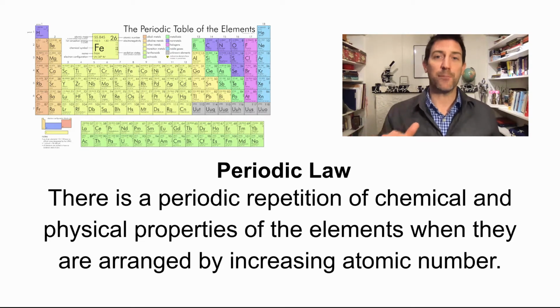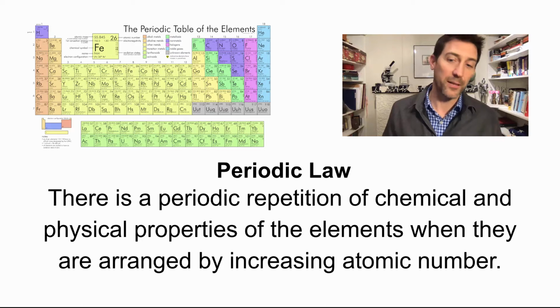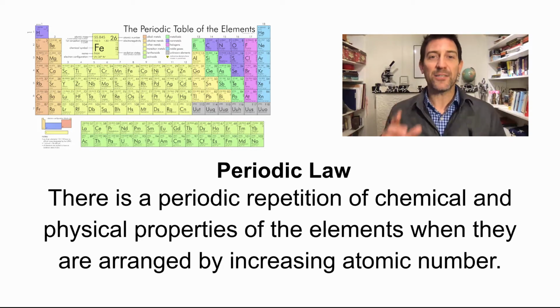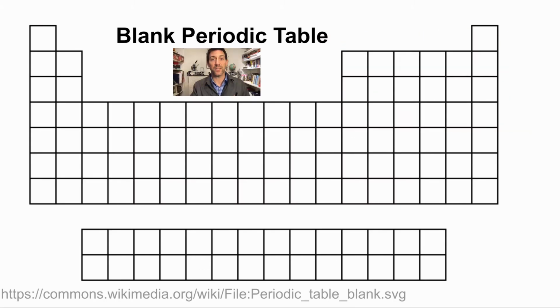So the periodic table is governed by something called periodic law. There is a periodic repetition of chemical and physical properties of the elements when they're arranged by increasing atomic number. That's what gives the periodic table its unique shape, but also makes it so useful, because the location of everything on the periodic table helps us understand how it acts and what it's like.